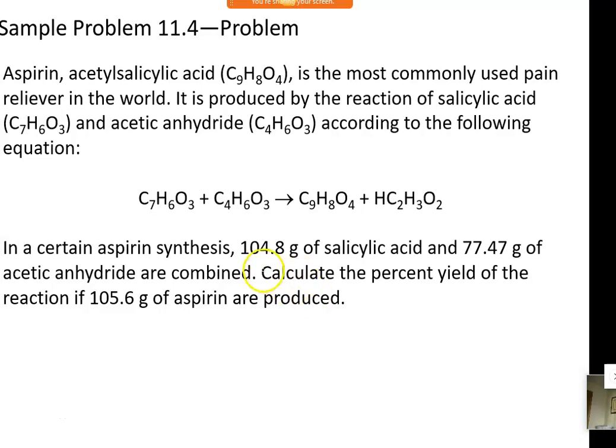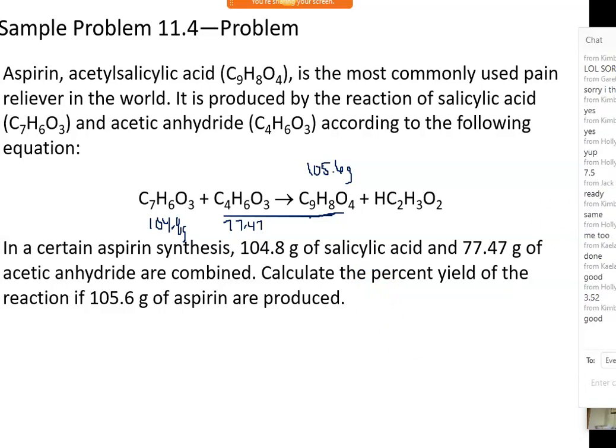In a certain aspirin synthesis, 104 grams of salicylic acid, which is this one right here, and 77.47 grams of acetic anhydride combined. Calculate the percent yield of the reaction if 105.6 grams of aspirin is produced. So they isolated 105.6 grams of the aspirin. So they want you to figure out what the percent yield is. Okay, so I will let you guys work on this for a little bit so we get some more practice. All right, what I'm going to do is copy and paste this over to the next slide.